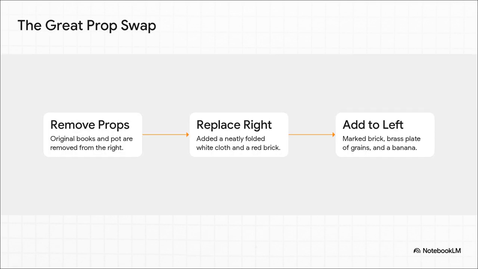The precise swap of items on the cot is absolutely crucial for understanding Chapter 1. Notice how the original books and brass pot are completely gone? They've been replaced on the right by a folded white cloth and a plain brick. But over on the left, an incredibly detailed new arrangement appears, a marked brick holding a brass plate filled with grains and a bright yellow banana. This plate of grains serves as a massive visual anchor for that 1910 wheat grinding miracle, where Baba famously ground wheat not for food, but to literally grind the deadly cholera epidemic right out of Shirdi.